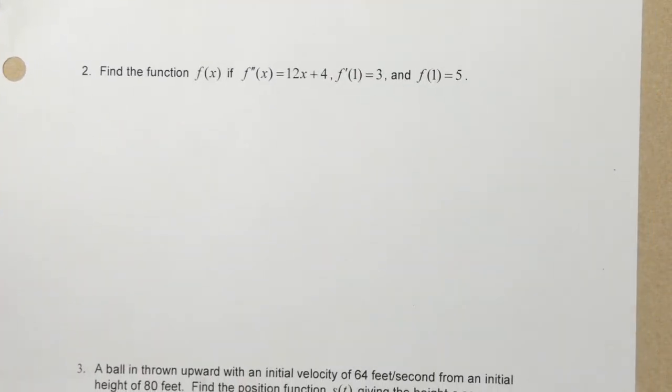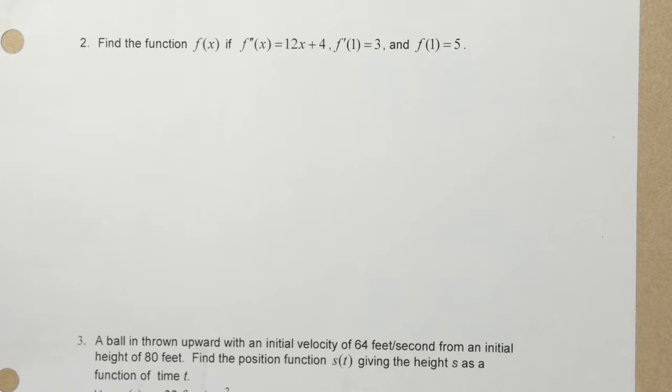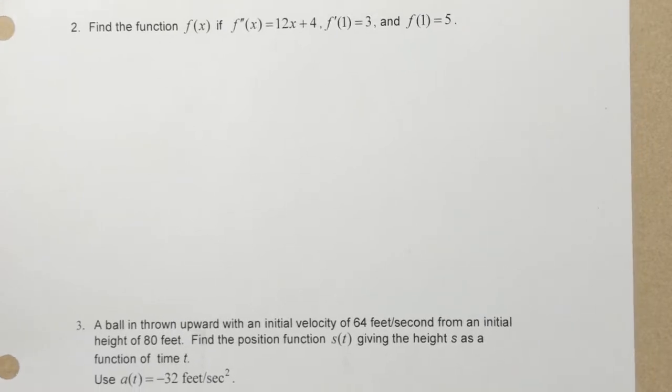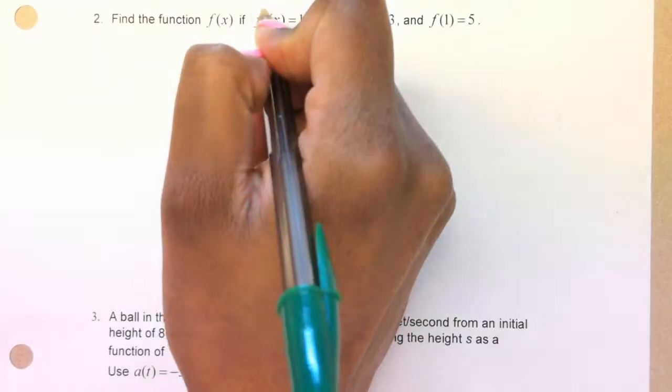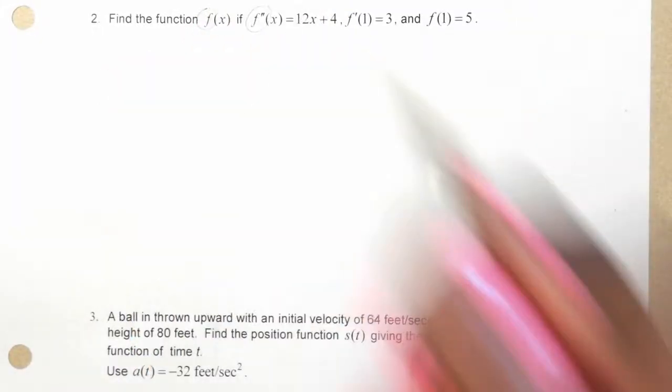Okay, now for example number 2, we want to find the function f of x if f double prime of x is equal to 12x plus 4, f prime of 1 is equal to 3, and f of 1 is equal to 5. So this is actually going to require us to anti-differentiate 2 times because we're starting with f double prime and we want to get to f.